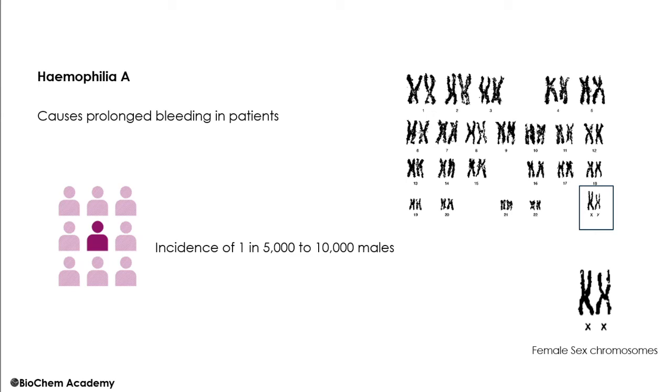So what this means is that if one of the X chromosomes in the female has the mutated gene, they become a carrier of the disease. Carrier meaning they don't show the disease, but have the capacity to pass on the mutated form of the gene onto their children.